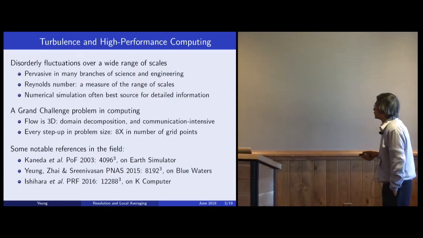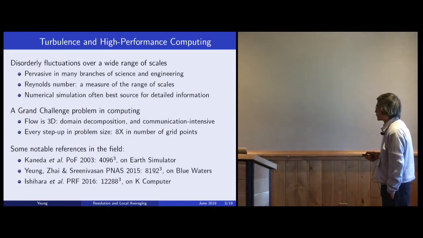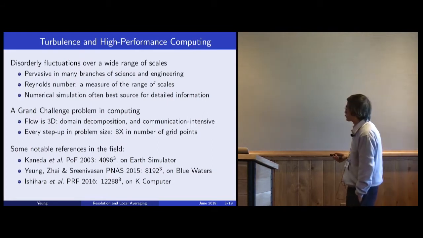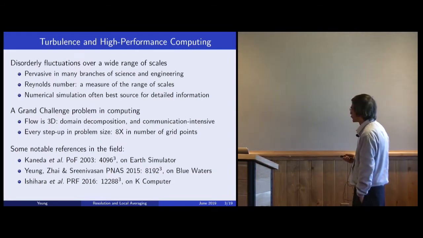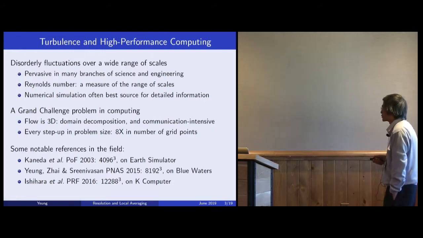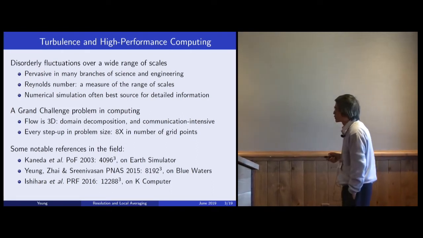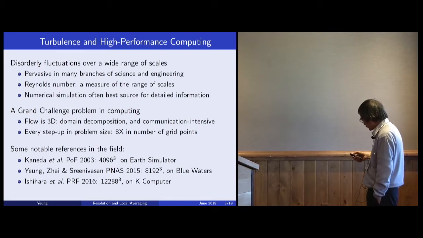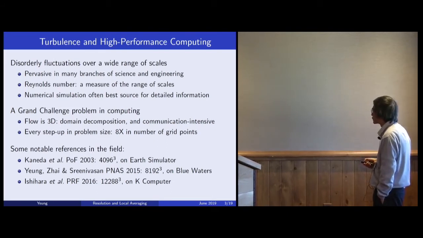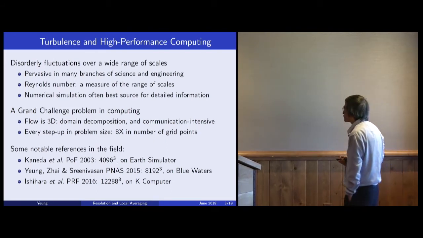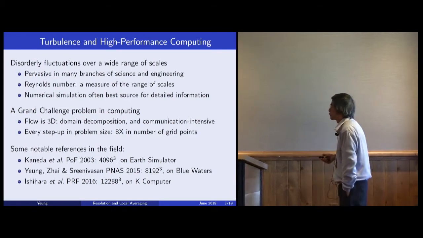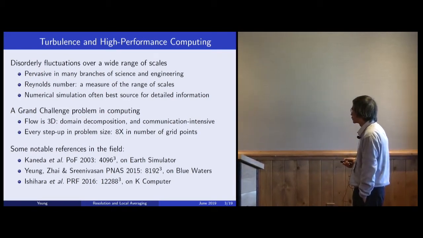And so what are the properties of turbulence? We would be particularly interested in the disorderly fluctuations over a wide range of scales, many degrees of freedom. In other words, turbulence is pervasive in many branches of science and engineering: astrophysics, mechanical engineering, aerospace engineering, atmospheric science, and all of that. In many cases, the flow is characterized by a high Reynolds number. And what is the meaning of the Reynolds number? I would say the best way of looking at it is that we have a wide range of scales that increases as a power of the Reynolds number.